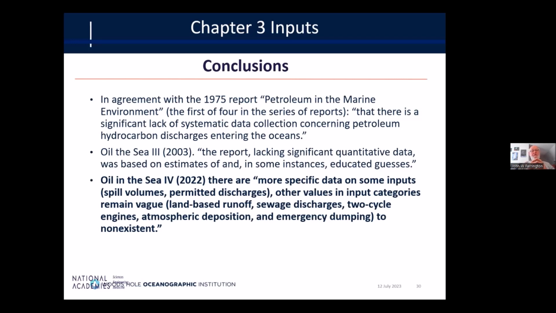And in Oil in the Sea 4, the latest one, there are, quote, more specific data on some inputs, like spill volumes, permitted discharges, other values and input categories. But the other values and input categories remain vague. For example, land-based runoff, sewage discharges, 2-cycle engine inputs, atmospheric deposition, and emergency dumping from aircraft. And these values are either vague or non-existent.